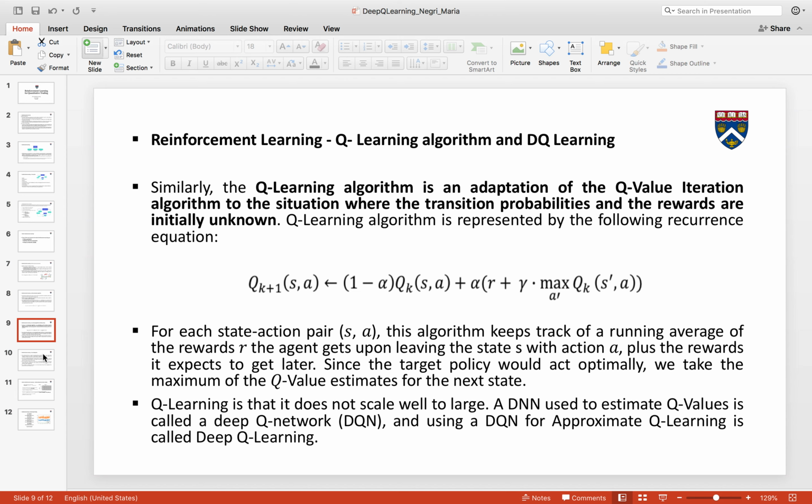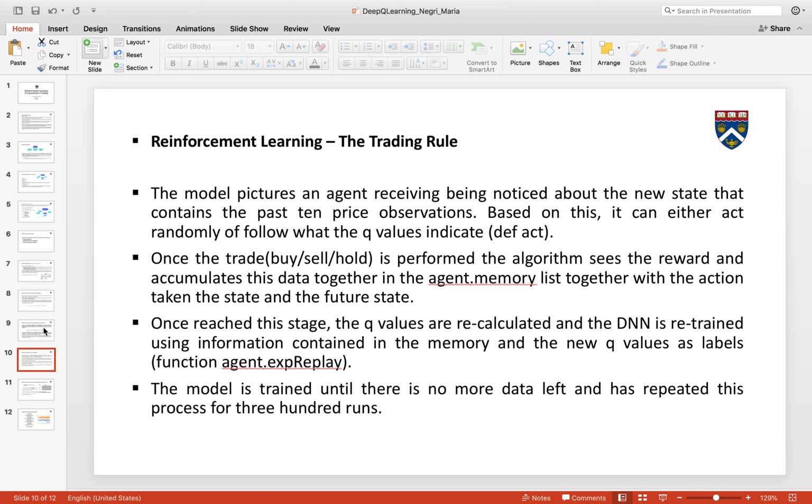The main problem with Q-learning is that it does not scale to large problems. However, using deep neural networks can make it work much better, and it does not require any feature engineering. A deep neural network is used to estimate the Q value. A deep neural network used to estimate Q values is called a deep Q network, and using a deep Q network for approximate Q-learning is called deep Q-learning.